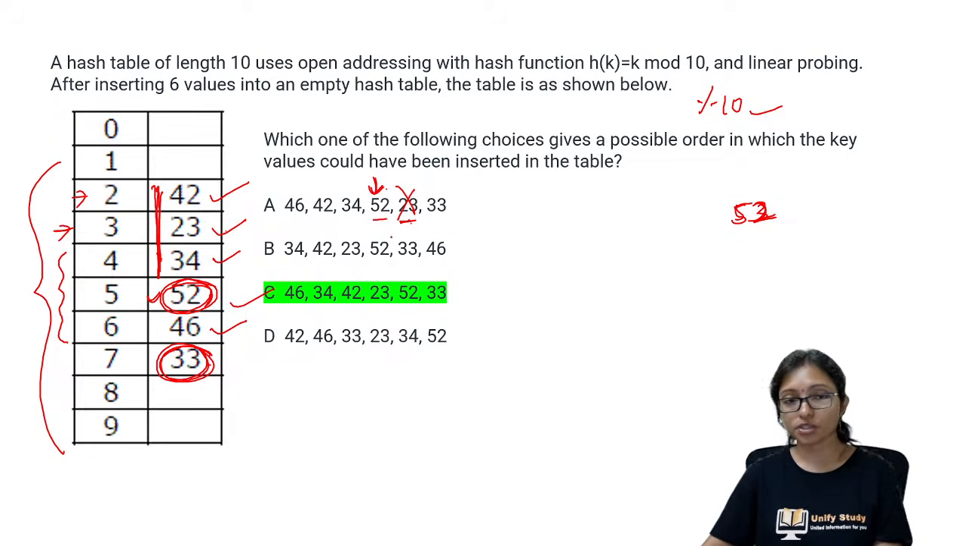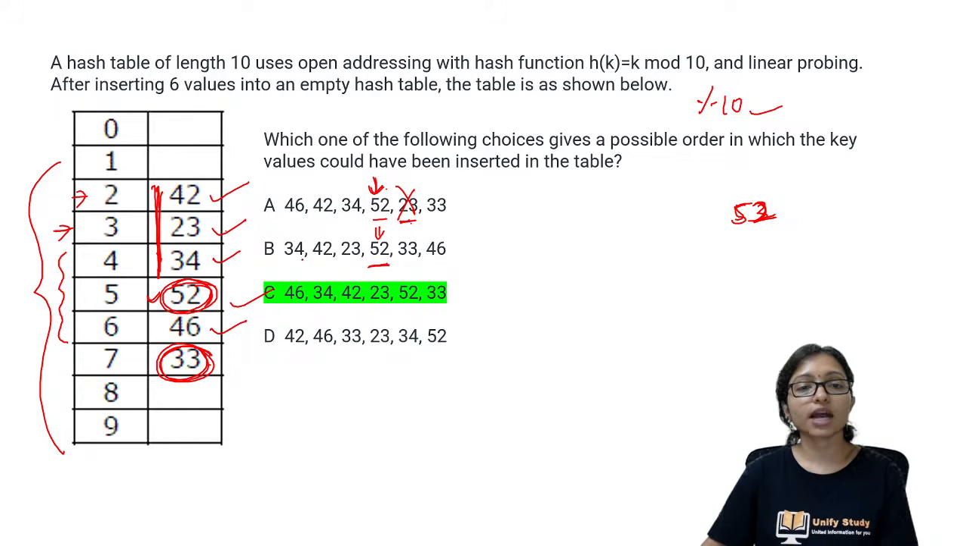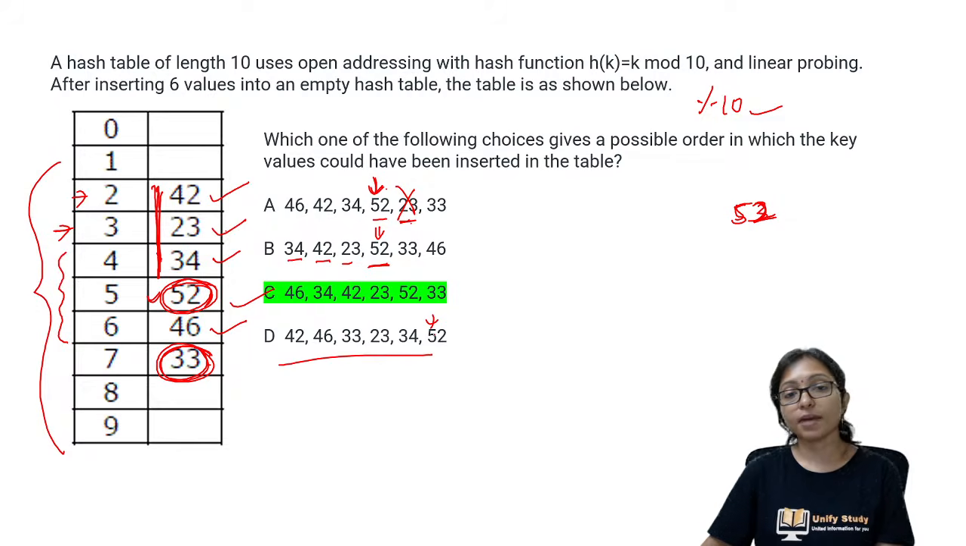That's why it is not possible. Here you can see 52. So after 52 here is the 32. Before that 20, 42, 23, 34 all are there. It can be my answer. Here also you can see where is 52. Here is 52. It can be my answer.